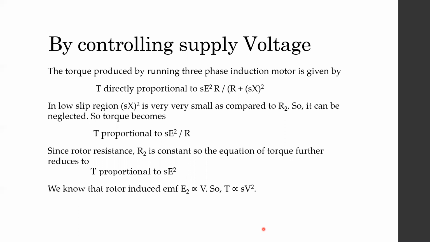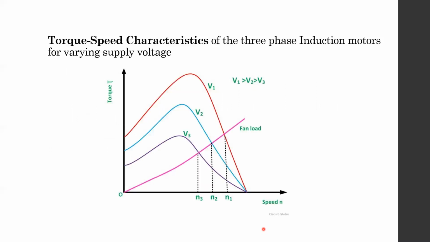We know that rotor induced EMF E2 is directly proportional to V. So T is also directly proportional to S V squared. Hence the equation clearly says that if we decrease the supply voltage, torque will also decrease. But for supplying the same load, torque must remain the same, and this is only possible if we increase the slip. If slip increases, the motor will run at reduced speed. This graph shows the torque speed characteristics of a three-phase induction motor. This method of speed control is rarely used because a small change in speed requires a large change in voltage.